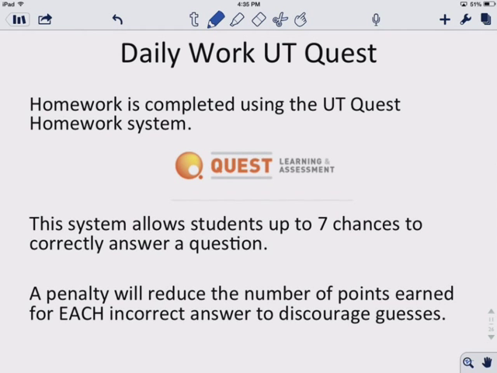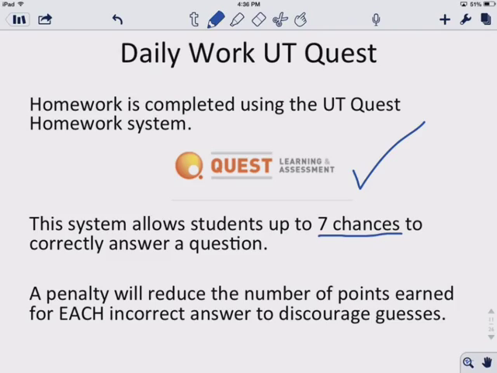Another type of daily work that we have is UT Quest. UT Quest homework is completed using the UT Quest homework system, and we'll get signed up for this in all of our classes. This system allows students up to 7 chances to correctly answer a question. That's for a free or fill-in-the-blank type question. For anything that's multiple choice, you get one less than the number of options. So if you have 4 options in the multiple choice, you get 3 tries to get it right.